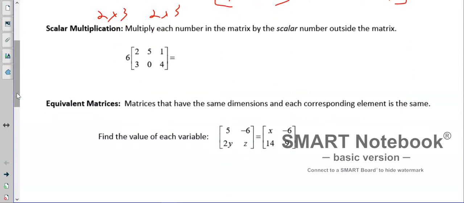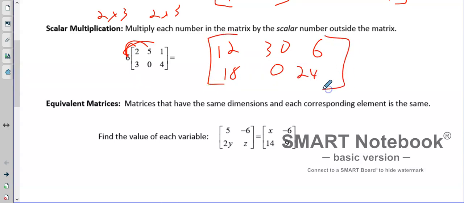Now, scalar multiplication. Multiply each number in the matrix by the scalar number outside the matrix. Basically, all you're doing is kind of like what you've done before. We're distributing for the most part. 6 times 2, 6 times 5, 6 times 1, and so forth. So 6 times 2 is 12. 30 and 6, 6 times 3, 6 times 0, and 6 times 4. And that's all we're doing, just simply distributing the 6, multiplying by the 6. All right?